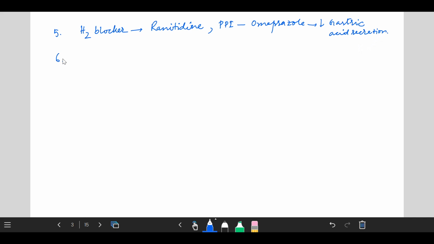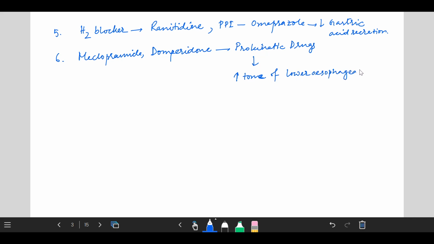Now the sixth point is, to speed up gastric emptying, we need to use some prokinetic drugs. These are metoclopramide and domperidone. What do you mean by prokinetic drugs? This kind of drug increases the tone of the lower esophageal sphincter muscle and, as a result, accelerates gastric emptying. If the tone of the lower esophageal sphincter is increased, obviously there is a tendency to evacuate the gastric contents.